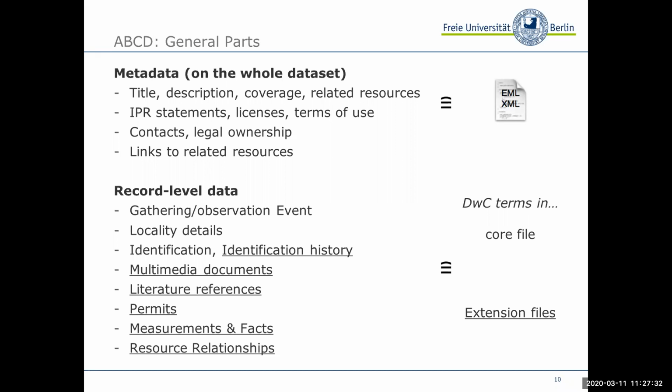In ABCD, all this information is part of one ABCD document. That is, for example, both the metadata, which cover the whole data set, and the record level data that holds individual specimens or observations are kept all in one document.